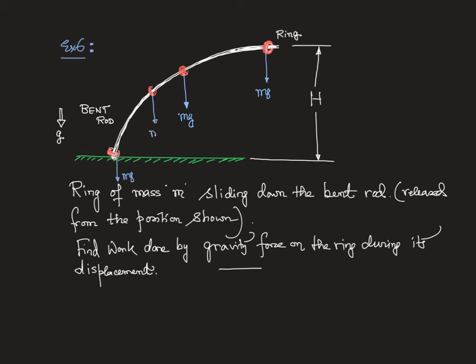And as per definition, what is the work done by the force? This is a constant force also. Work done is the product of the force multiplied by the displacement in the direction of the force. So the component of the displacement in the direction of the force is s downward, and this s is equal to h, as you can see. So the required work done by gravity is mg multiplied by h.